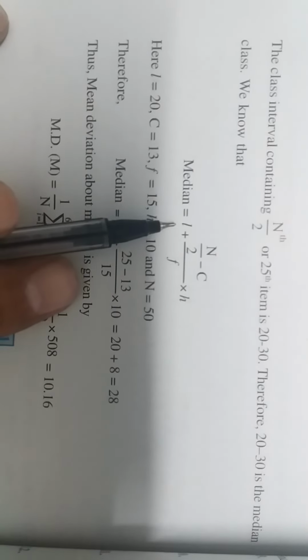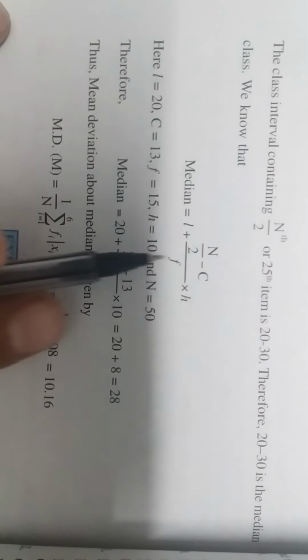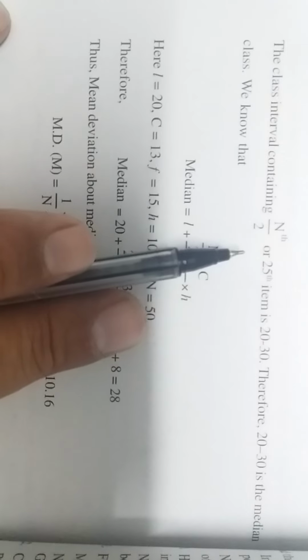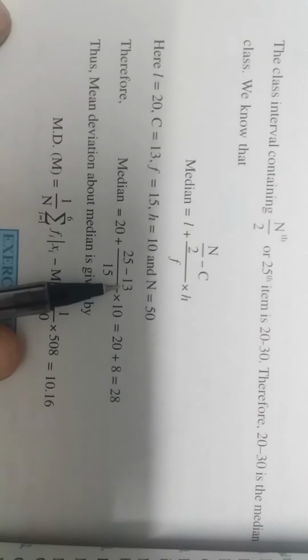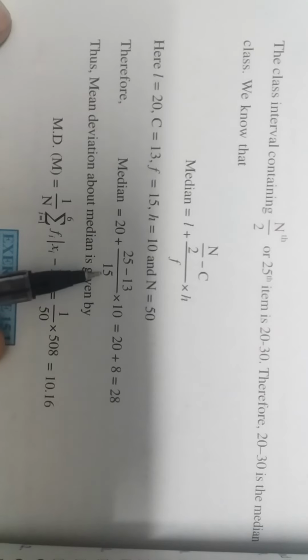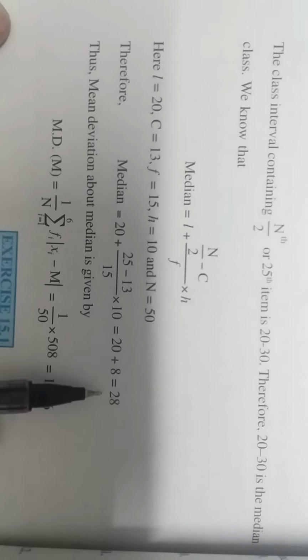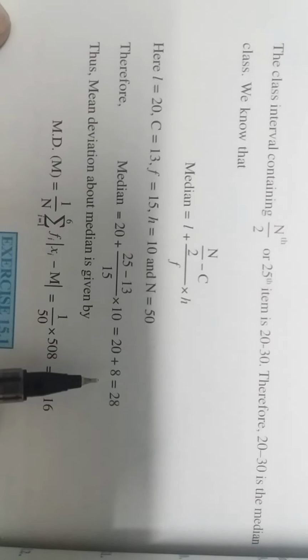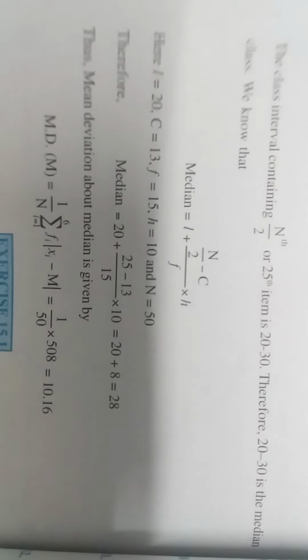With respect to this median class, median is L plus. L is the lower limit of median class, that is 20, plus n by 2. n is 50, so n by 2 is 25, minus cumulative frequency 13, over frequency of the class 15, into 10, is equal to 28. This is same as we calculate in 10 standard. So median is 28.